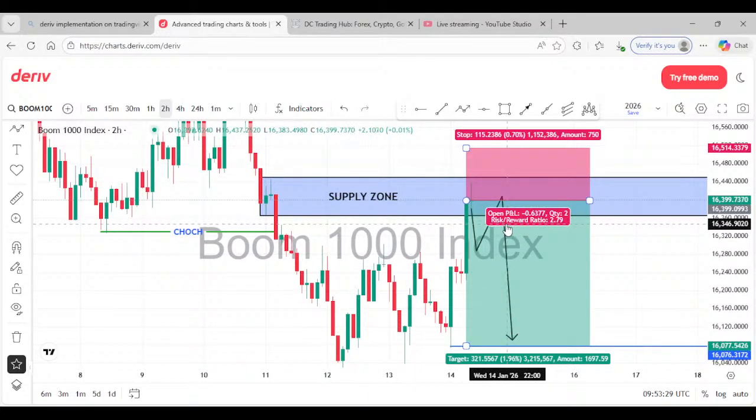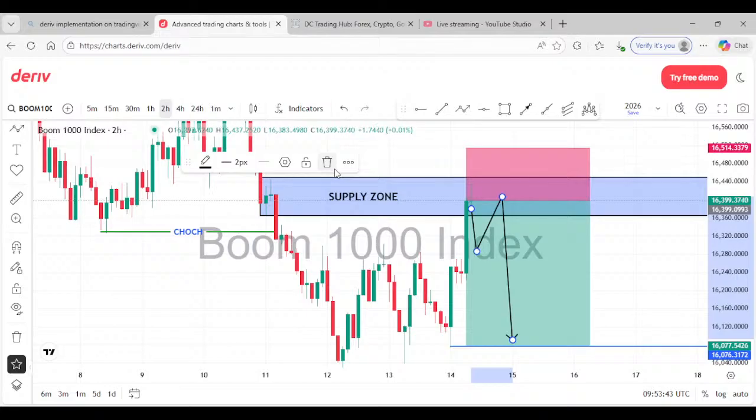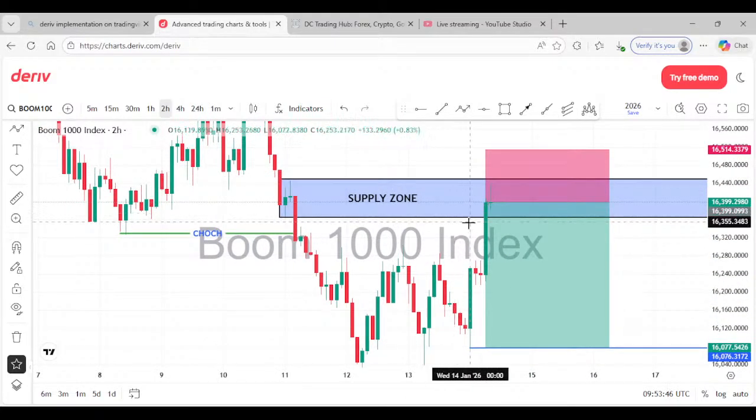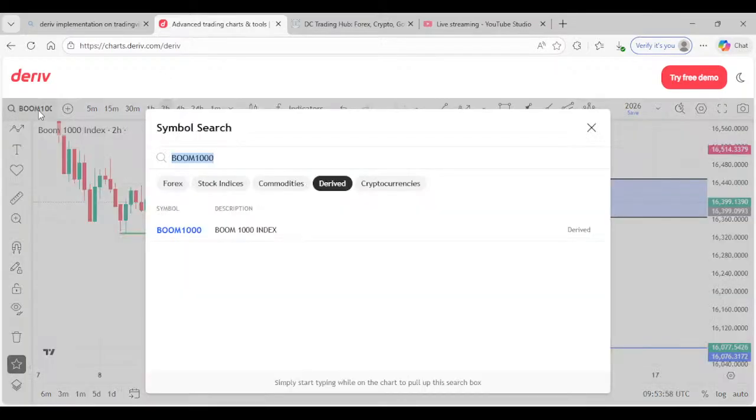Which asset can we look at? Do we have any signal? Okay, from you guys, which asset do you want us to analyze? So we are also selling Boom. It's right, Crash 600, yeah. Let's see again. We're going to be looking at Crash 600.